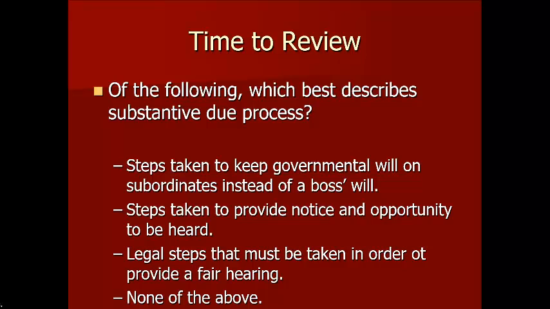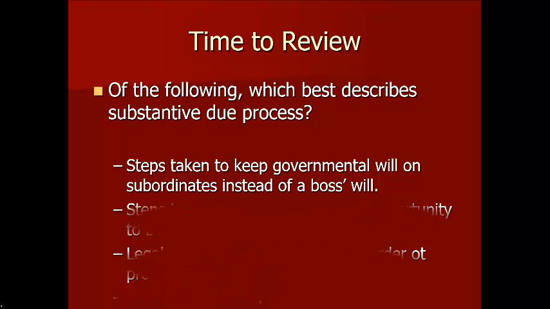Of the following, which best describes substantive due process? Steps taken to keep governmental will on subordinates instead of a boss's will. Steps taken to provide notice and opportunity to be heard. Legal steps that must be taken in order to provide a fair hearing, or none of the above. And here it is: steps taken to keep the government will on subordinates instead of the boss's will. That's just another way of saying what we said earlier, whereas the scope of punishment needs to match the crime or the infraction which the teacher is being admonished for.